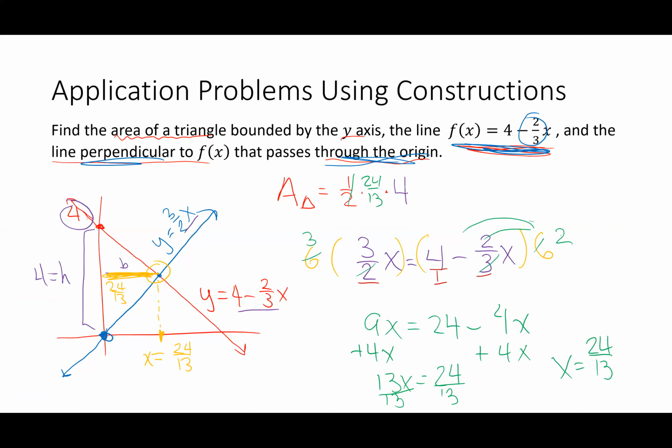So the 1/2 is going to cancel. It's going to change that 4 into a 2. And so now I have 2 times 24 over 13. 2 times 24 is 48 over 13. That's my area. This problem is tough.